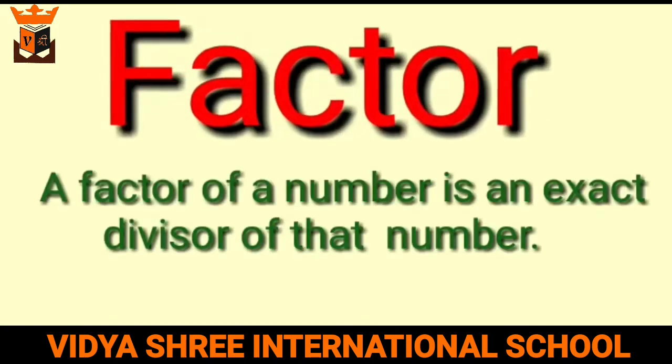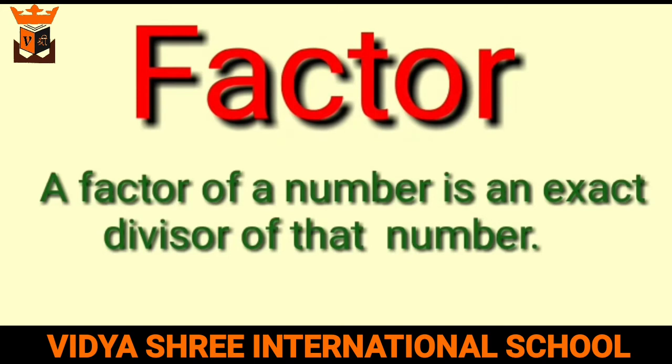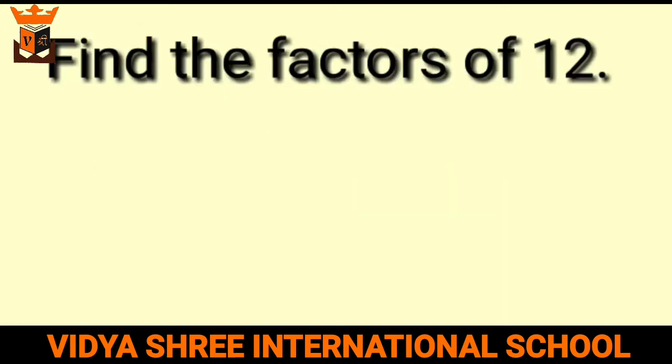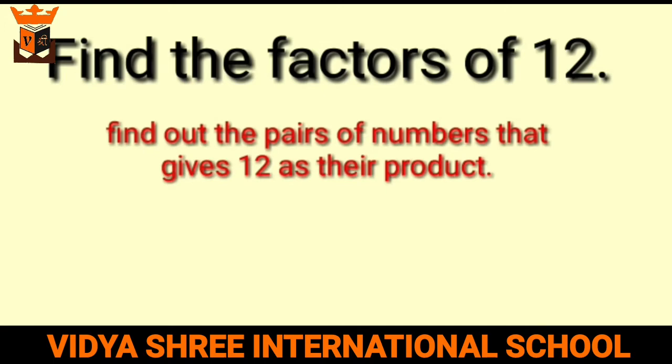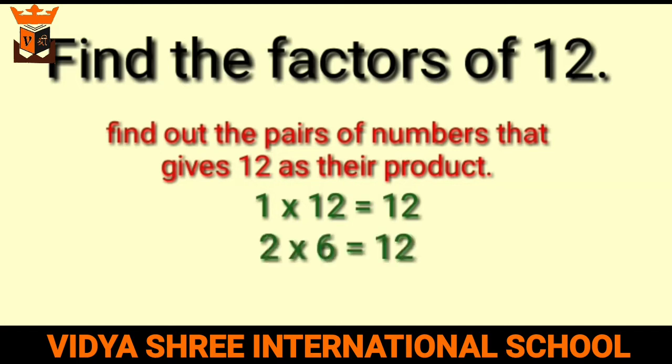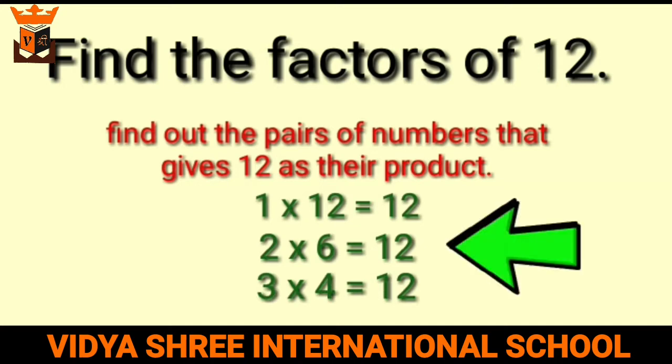A factor of a number is an exact divisor of that number. Let us understand this statement by taking one example. Let us take a number 12. To begin with, let us find out the pairs of numbers that give 12 as their product. Here, 1 times 12 is 12, 2 times 6 is 12, 3 times 4 is 12. So we get 3 pairs of numbers which give us the product 12.